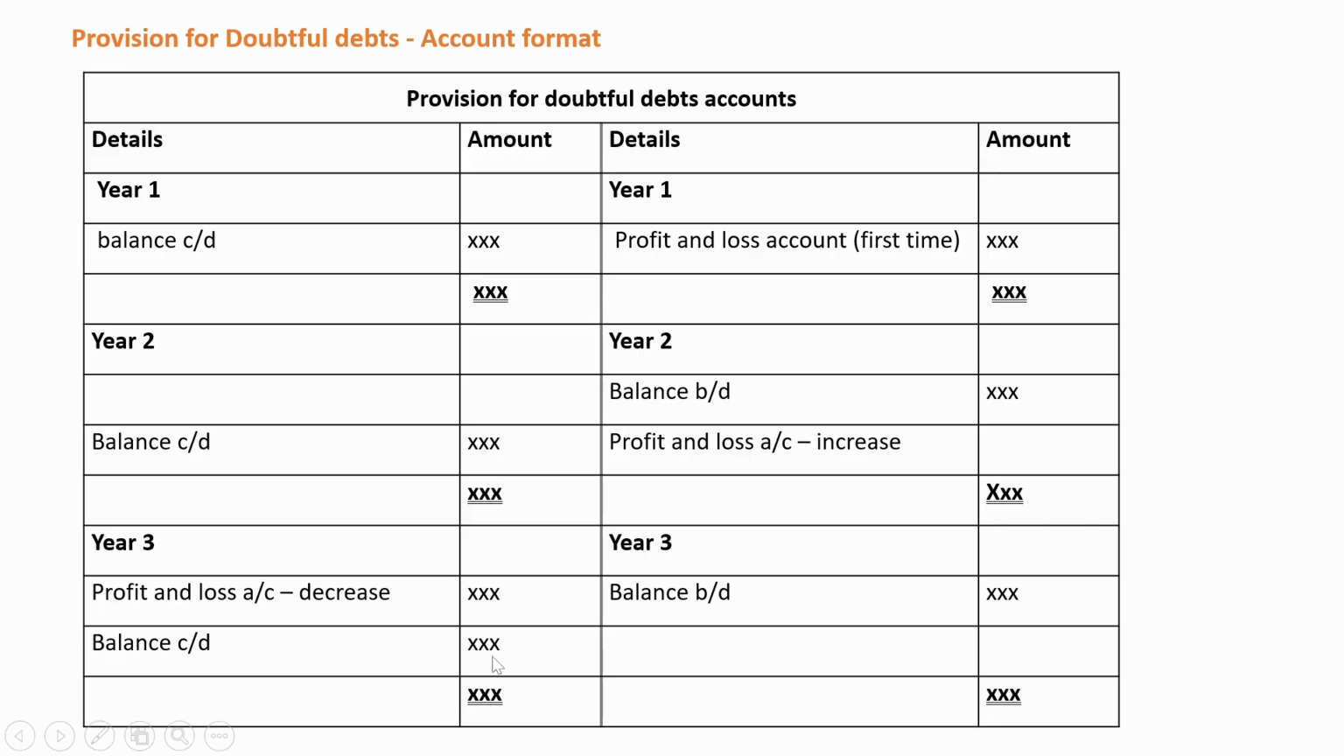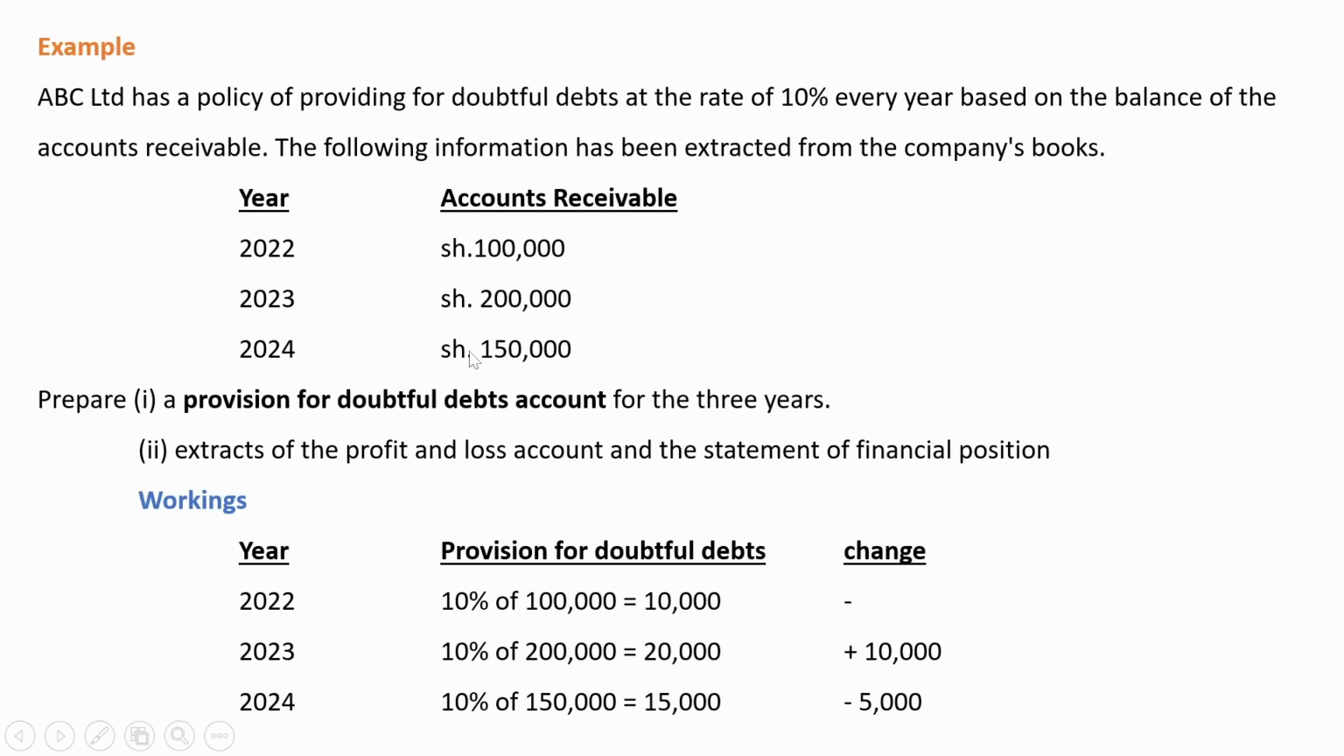And then you record the totals you close that year. So that is the format we normally use in provision for doubtful debts account. So let us do an example and hope that you will understand better using the example. So we have an example here.